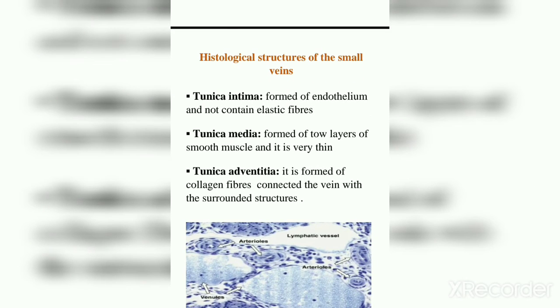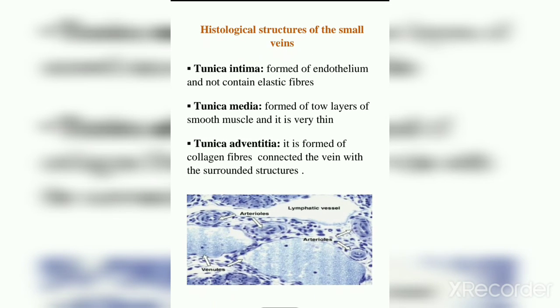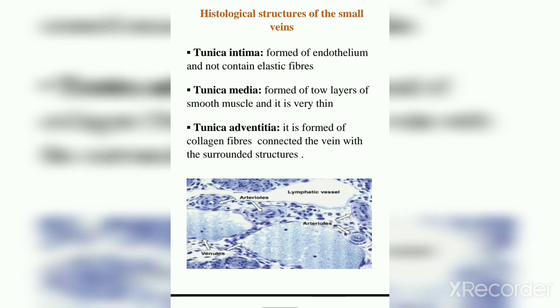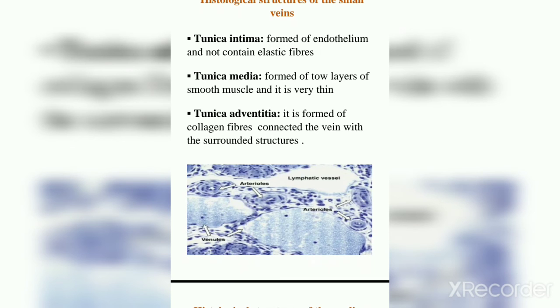Histological feature of the small veins. The tunica intima here is formed of endothelium and does not contain elastic fiber. The tunica media here is formed of two layers of smooth muscle and is very thin. The tunica adventitia is formed of collagen fiber connecting the vein with the surrounding structure.